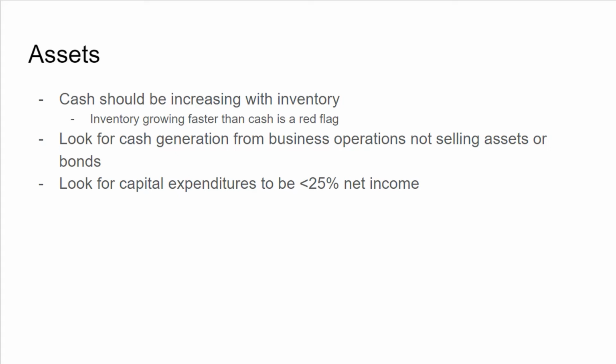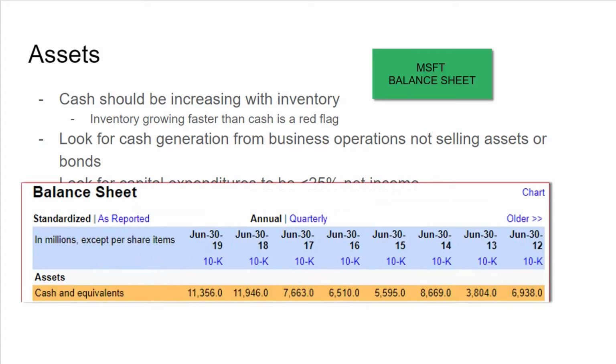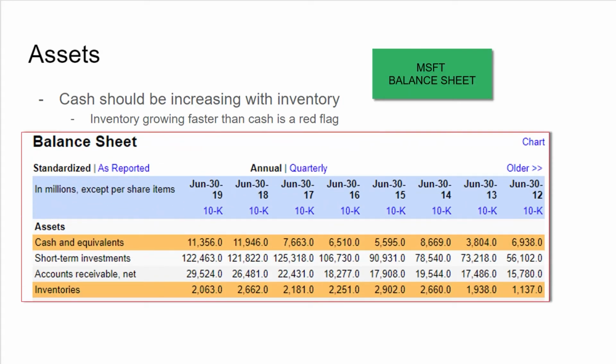All right, next we want to look at assets. So cash should be increasing. You always want to look for cash increasing, cash and investments. However, we want to see inventory increase with cash. We don't want to see inventory increase by itself. A decrease in inventory necessarily isn't a bad thing. It's actually a good thing that can help with cash flows. But we don't want to see inventory increasing at a faster percentage than cash is. So look at the balance sheet and compare those two. And we want to see them growing at the same pace. If you see inventory outpacing cash, that could pose a red flag as a potential investment.